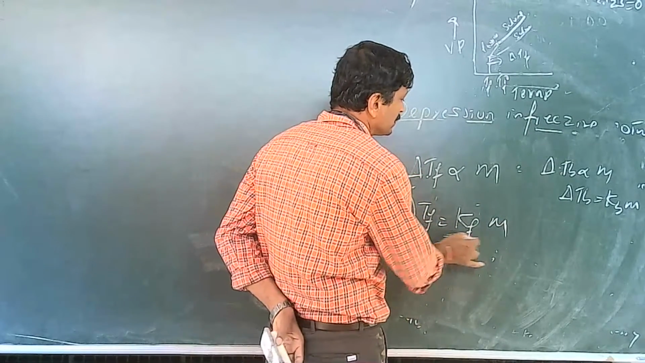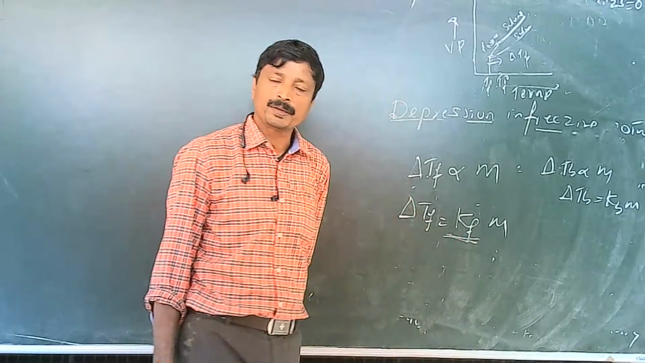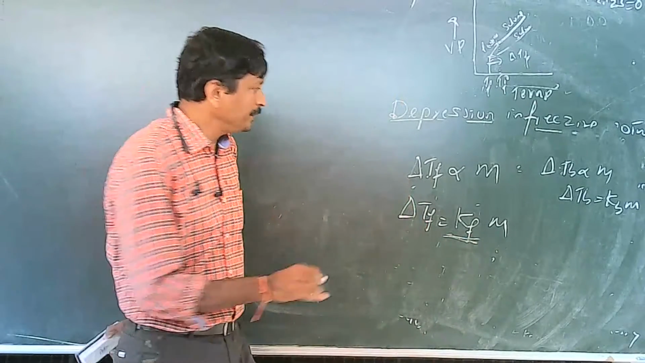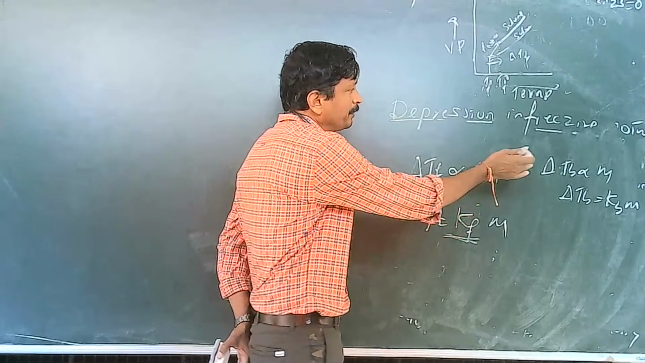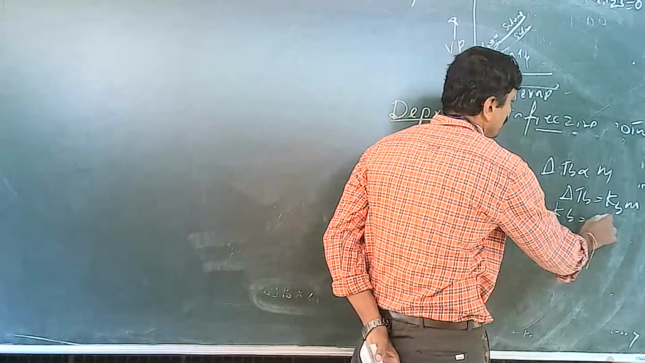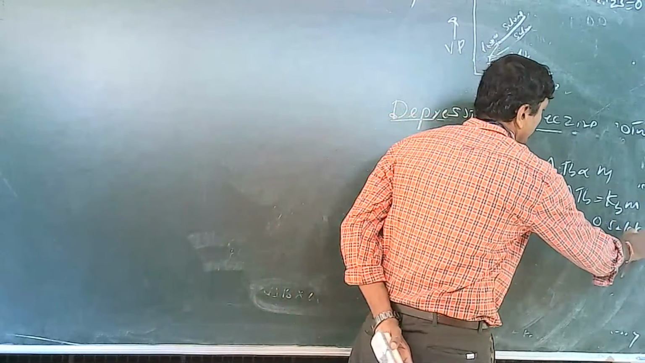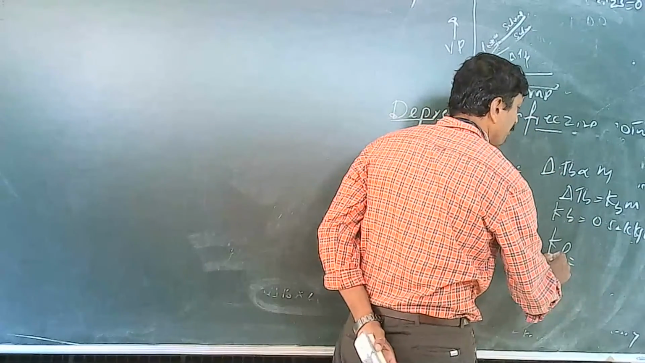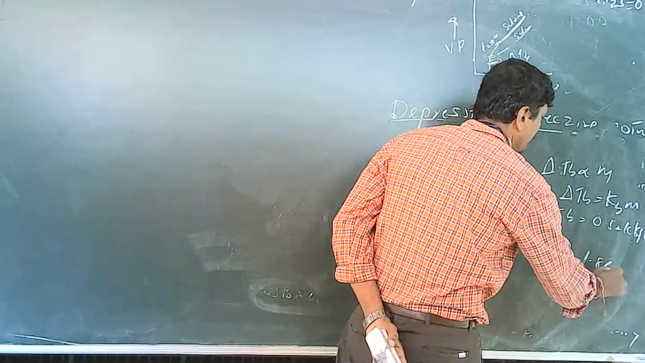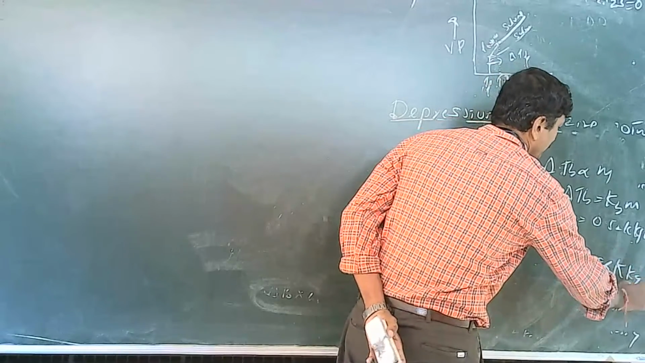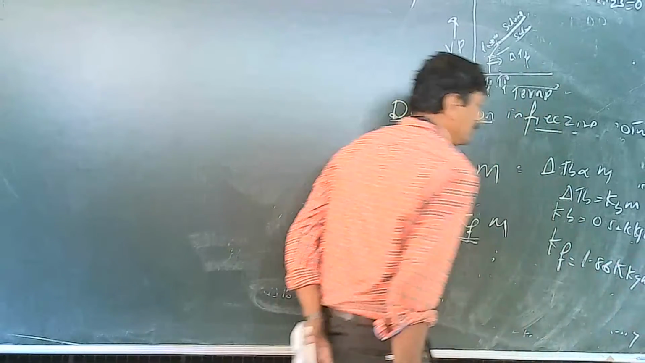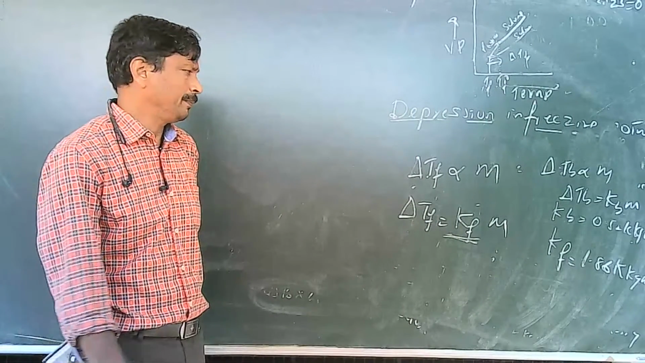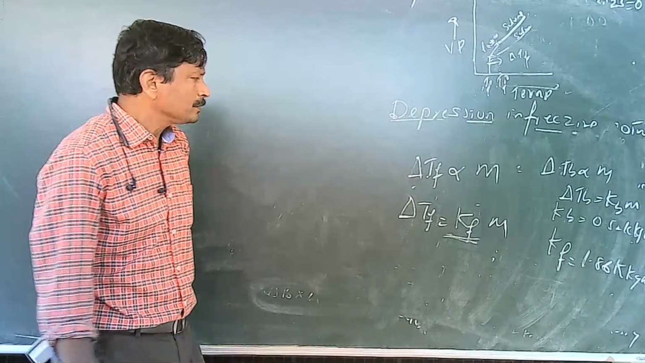The value of the constant depends upon the nature of the solvent. For a given solvent, its value is constant. Already we know the Kb for water is 0.52 Kelvin kg per mole. Similarly, Kf for water is 1.86 Kelvin kg per mole. Different solvents have different Kf values. Anyway, they will provide it for you in the problem.